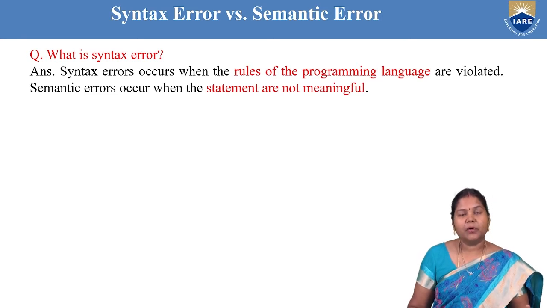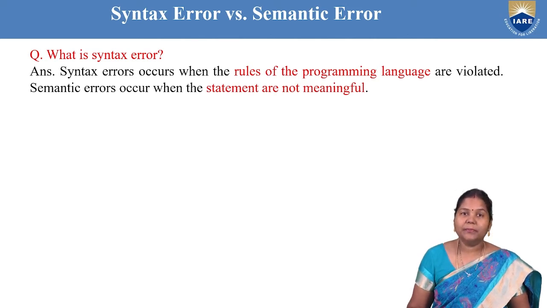For example, whatever the syntaxes are, like how to write an if condition, how to write a structure or function or array, if you are violating the rules of how to write these things, then you will get the syntax error. Or whenever at the end of the statement you have to write a semicolon, but you have forgotten, or you have to write the braces for multiple statements. Those things are called the syntax error. So, syntax errors occur when the rules of the programming languages are violated.